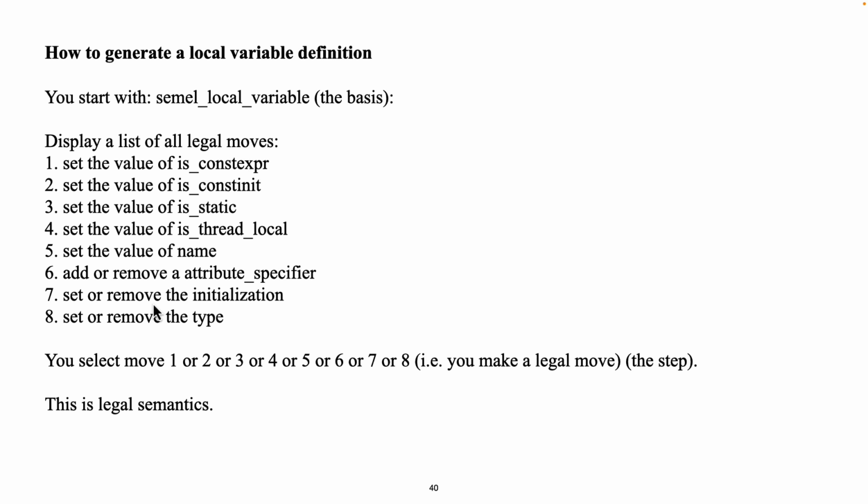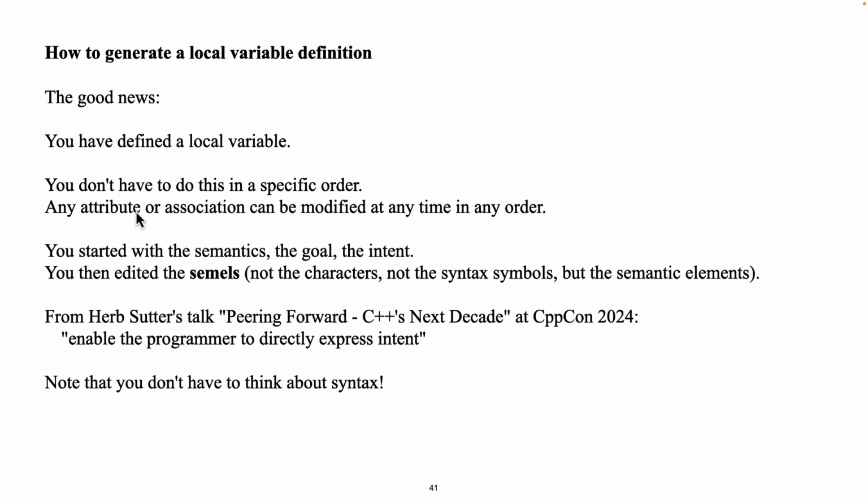And you can add or remove to a one-to-many association or set or remove a one-to-one association. Whichever one of these 8 you choose starts with and ends with legal semantics. And you can do one or more of these changes in any order. The good news is we have succeeded in defining a local variable in statement context. You can make these 8 changes in any order at any time.